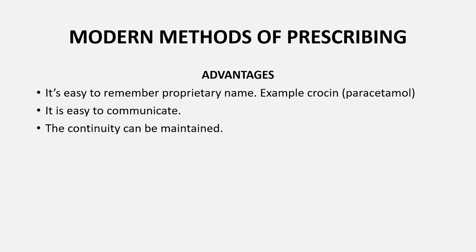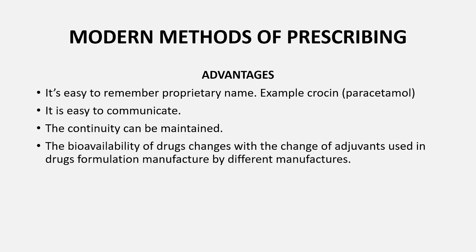Next, continuity can be maintained by prescribing the same proprietary name every time. Then the bioavailability of a drug changes with the change of adjuvant used in the drug formulation manufactured by different manufacturers. So only those proprietary drugs can be prescribed which have a better bioavailability. Next are the disadvantages. It has certain disadvantages also, like it is cheaper to prescribe the drug by its official name.